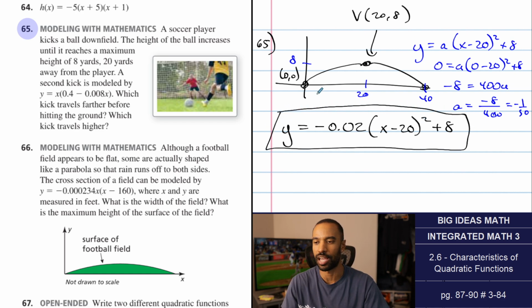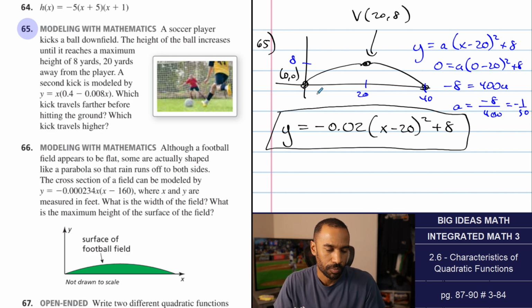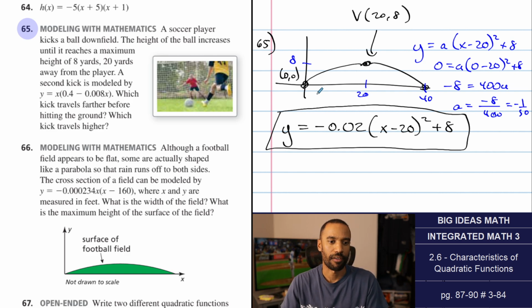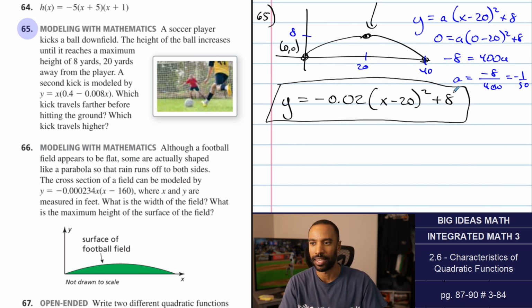I don't know if I need that stuff. I just wanted to call attention to it. It's there. Maybe I did more than I needed to. Which kick travels farther before hitting the ground? Which kick travels higher? Yeah, honestly, I didn't need this information. I just wanted to spew it out. I got it.